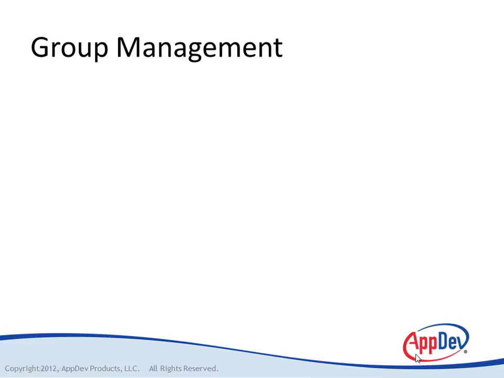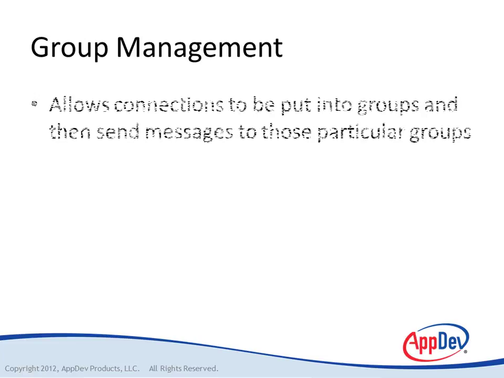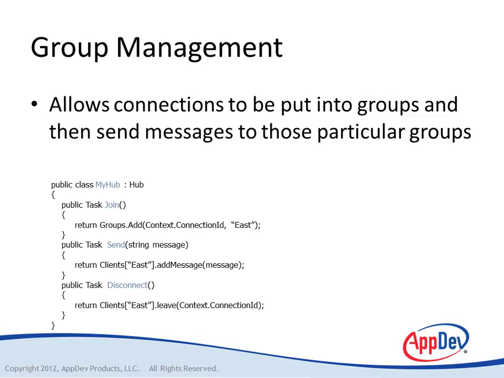The next item that we're going to look at in the hubs is group management. This allows connections to be put into groups and then send messages to those particular groups. Here's some code. Here we have a public class of myHub that derives from the hub from SignalR. Below, we have 3 tasks: join, send, and disconnect. In the first task, we are returning the groups object with the add method. Within that, we are passing the context of the connection ID, and then we're assigning it to the east group.